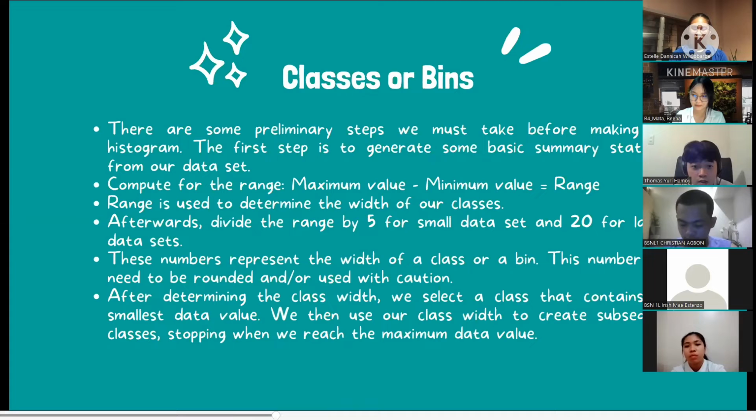Afterwards, divide the range by 5 for small data sets and 20 for larger data sets. These numbers represent the width of a class or bin. This number may need to be rounded and or used with caution. After determining the class width, we select a class that contains the smallest data value. We then use our class width to create subsequent classes, stopping when we reach the maximum data value.